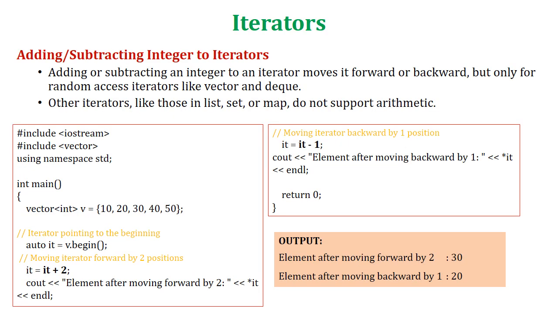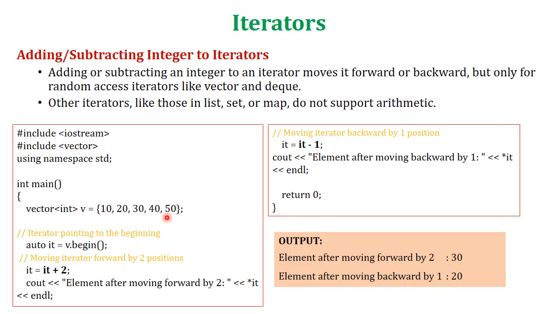Next, adding and subtracting an integer to the iterator. Adding or subtracting an integer to the iterator moves it forward or backward, but only for random access iterators like vector and deque. We'll see one example.